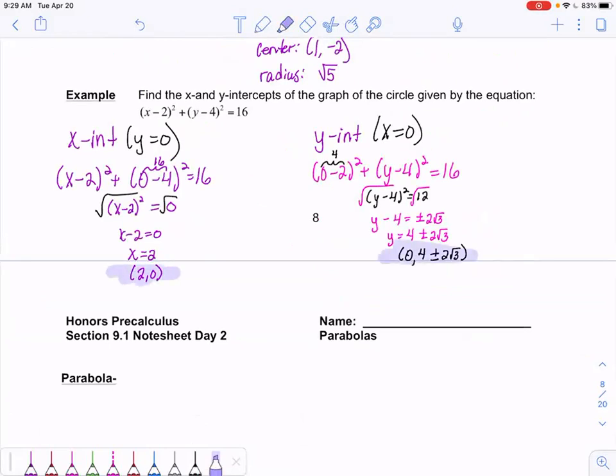Circles aren't too bad, but you probably didn't go quite as involved. Like, I'm pretty sure Mr. Cummings probably wasn't quite as involved with these circles. I don't think you complete the square in geometry. I think you do that in algebra.